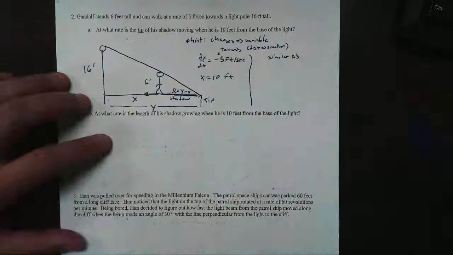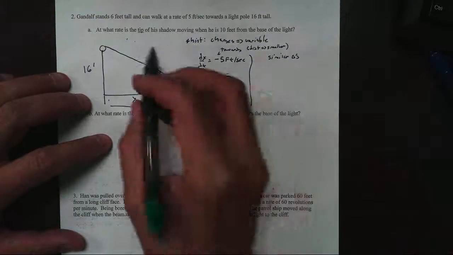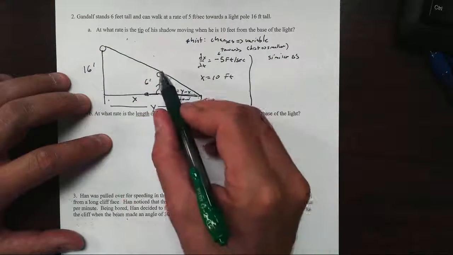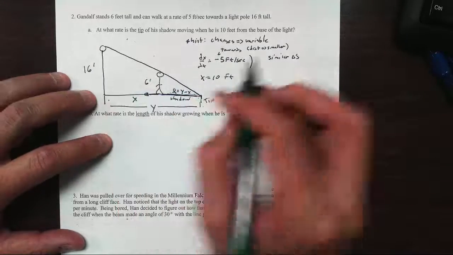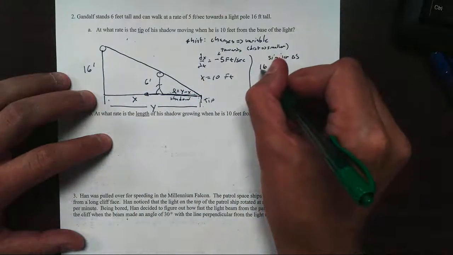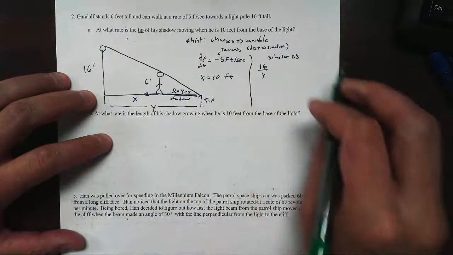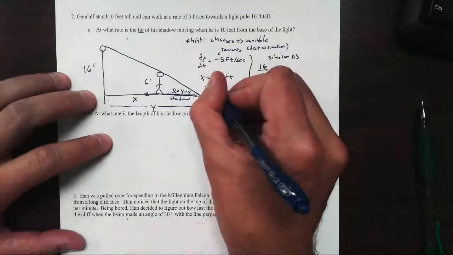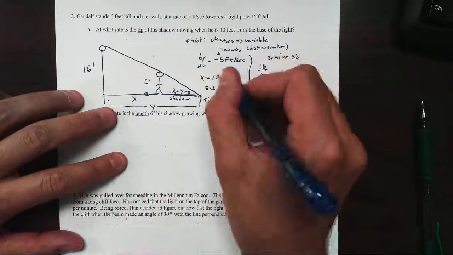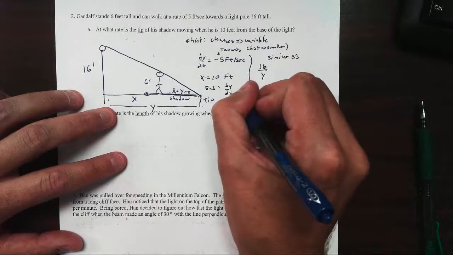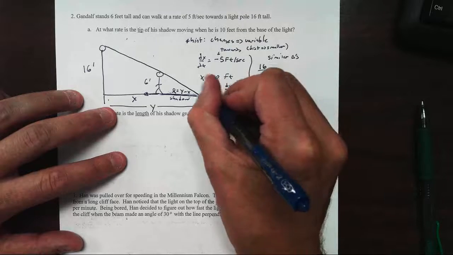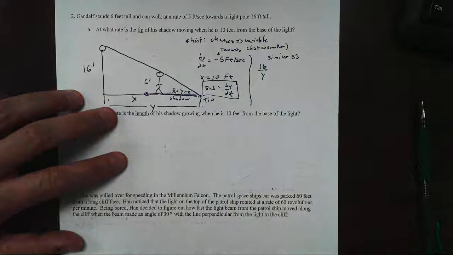And to do that, very simple to do, I'm going to look at the big triangle versus this little triangle. Well, for the big triangle, the 16 matches up with the length of the y, which, by the way, is what we're trying to find here. We're trying to find how fast this tip is growing, so we're really looking for dy/dt in this case.